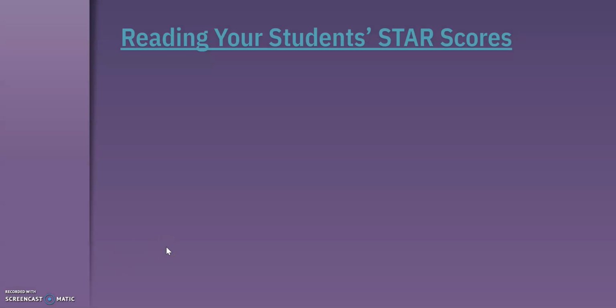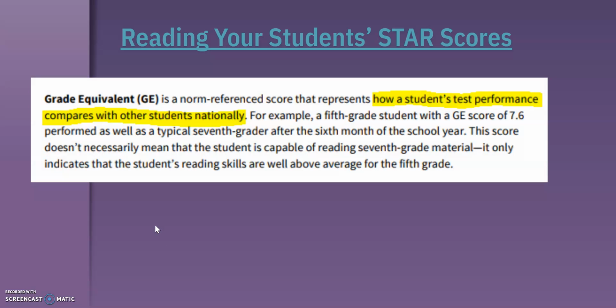All right, once you have your STAR data opened and organized however you'd like it, I'm going to want to look at a few things to help you understand your data. The first is the grade equivalent. The grade equivalent is a norm reference score that references how a student's test performance compares with other students nationally. So for example, a 5th grade student with a grade equivalency of 7.6 performs as well as a typical 7th grader after 6 months of the school year.